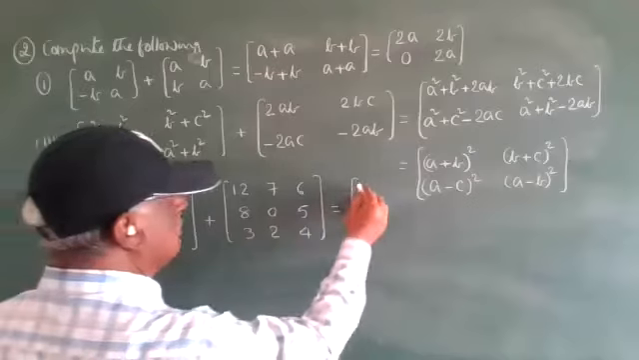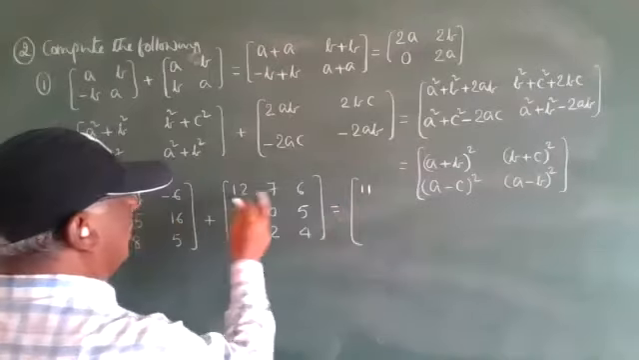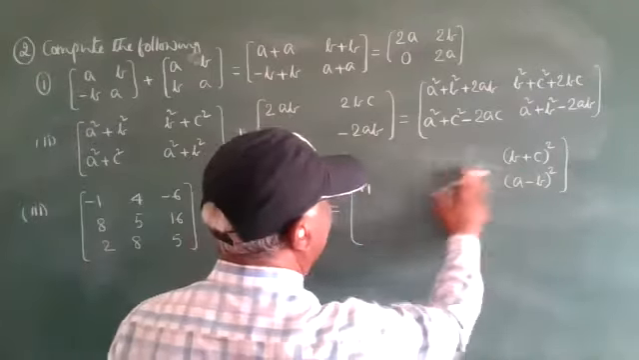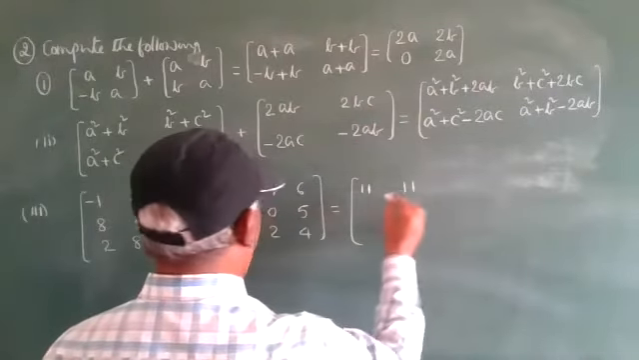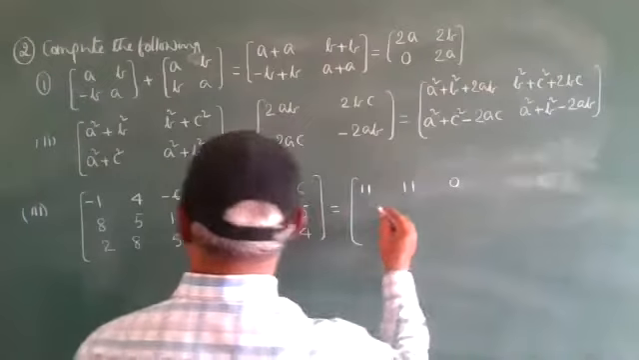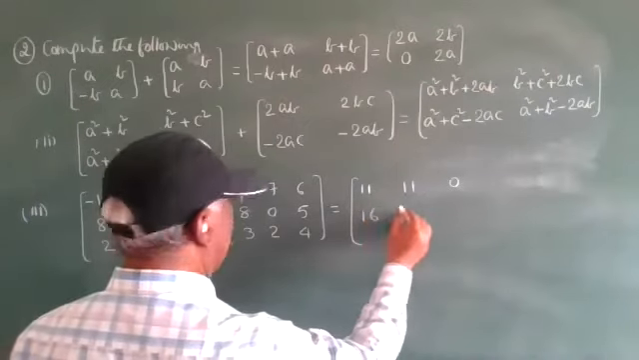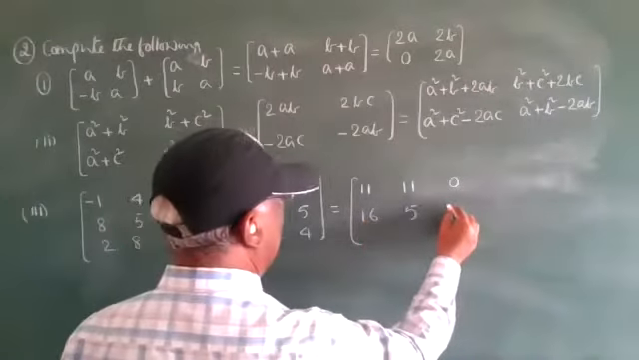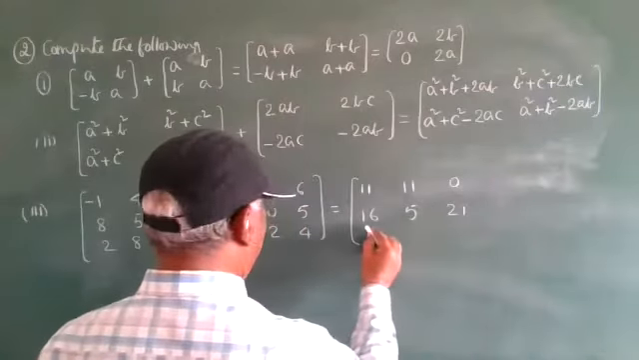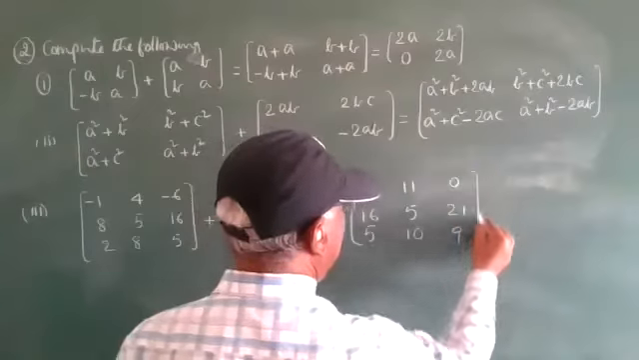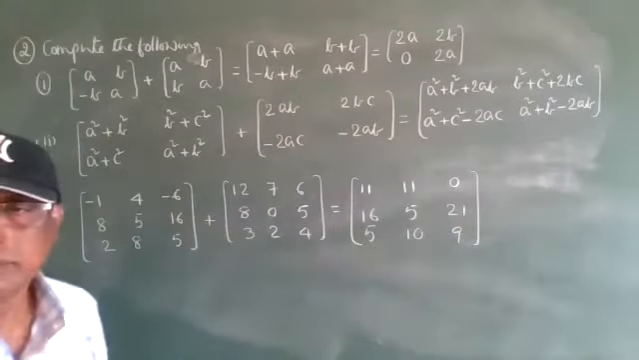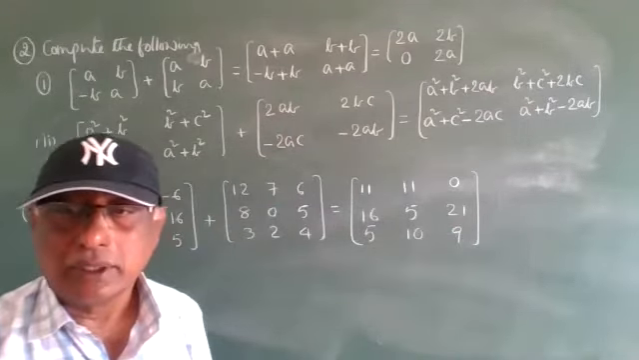Right. Minus 1 plus 12 is 11. 4 plus 7 is 11. And minus 6 plus 6 is 0. 16, 5, 21, 5, 10, and 9.